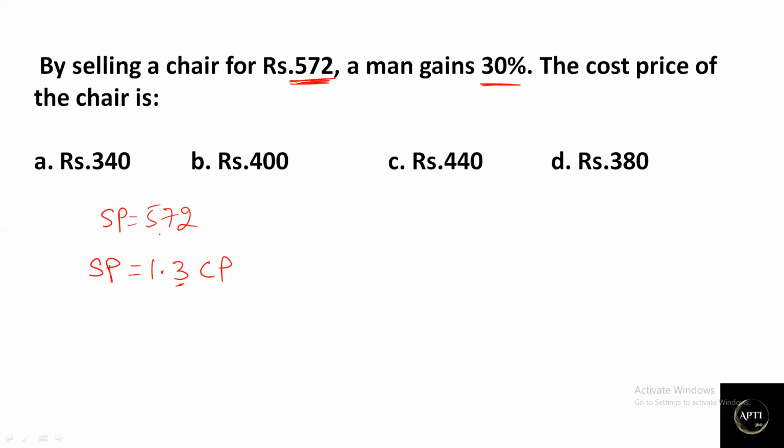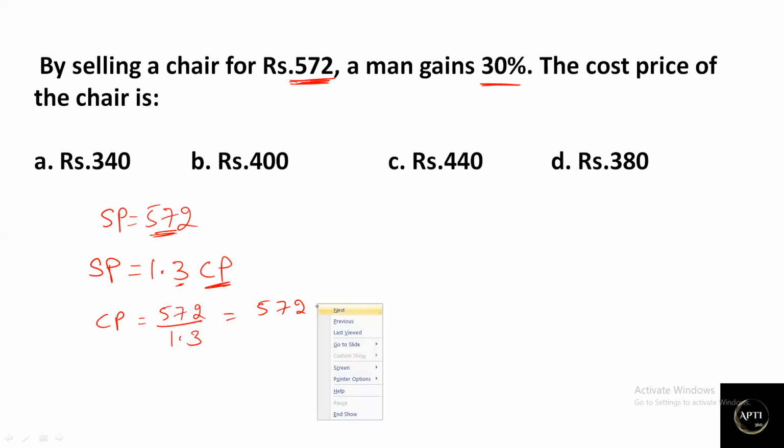So here we already know the selling price. What we need to find is the cost price. So can I write cost price is equal to selling price, 572, divided by 1.3? Correct? This is not a complex calculation. You can write 572 over 1.3, and if I want to remove the decimal in the denominator, I need to add 0 in the numerator.